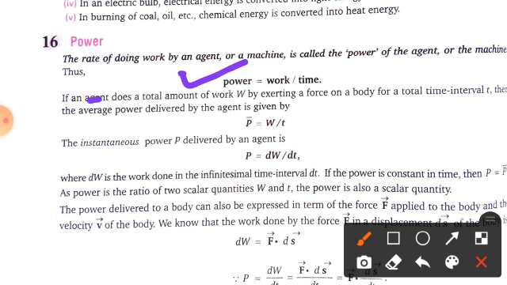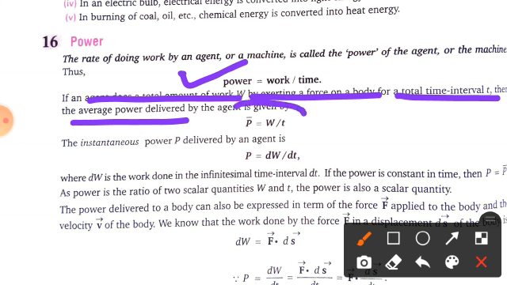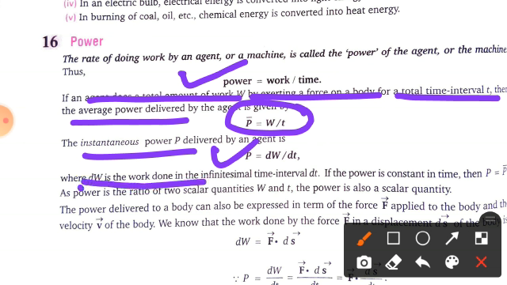So if an agent does a total amount of work W by exerting a force on a body for the total time interval T, then you can write the average power delivered by the agent is equal to P bar is equal to W by T, where bar indicates the average power. In case of instantaneous power delivered by an agent, you can write this formula: P is equal to dW by dt, where dW is the work done in an infinitesimal time interval, which is dt.